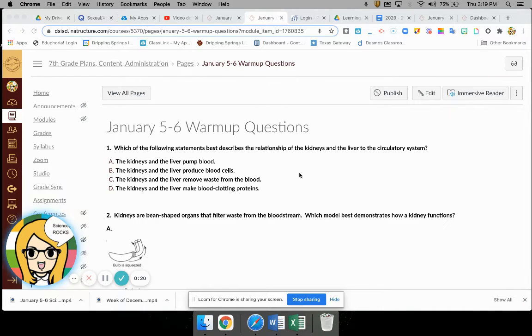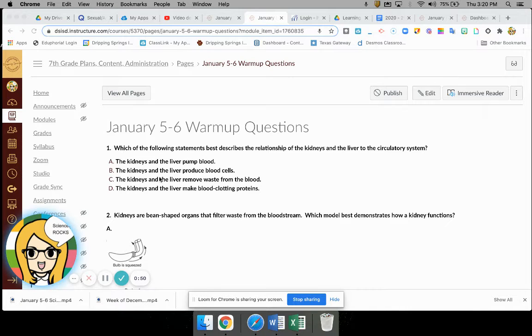So here they are. Number one, which of the following statements best describes the relationship of the kidneys and the liver to the circulatory system? If you were picking out keywords, you'd go relationship, kidneys, liver, circulatory system. So what's the relationship? A, the kidneys and the liver pump blood. Well, do the kidneys and the liver pump blood, or does the heart pump blood? The heart pumps the blood, so eliminate A.